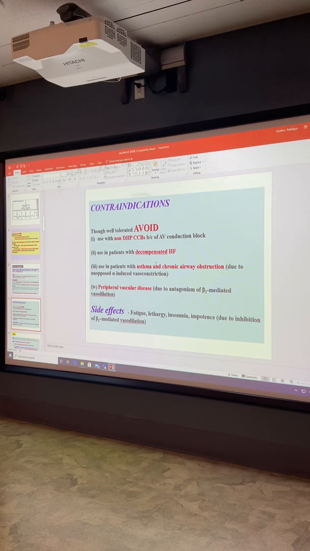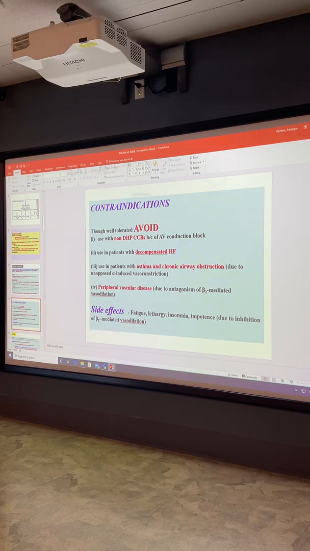When there's heart failure that's compensated, that means the individual is living nicely with it. The decompensated one is the one that's not that great. So you've got to be careful when you give it to patients with decompensated heart failure, because then it depresses the heart even more.